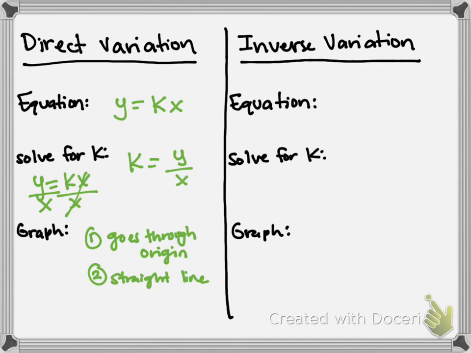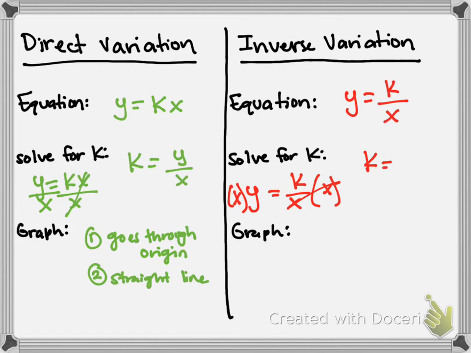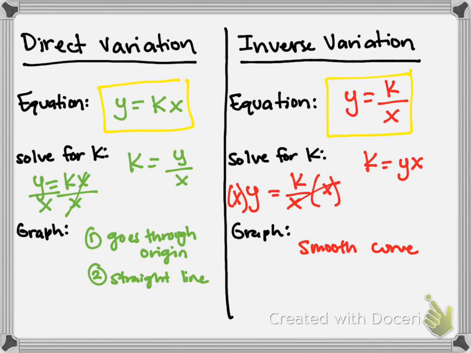All right, let's think about inverse variation. My equation here is y equals k over x. Can I solve that for k? Sure I can. I'm going to multiply both sides by x, and I get k equals yx, or xy. My graph is going to be a smooth curve. All right, please, please, please memorize these two equations. You need to know the difference between direct and inverse variation.